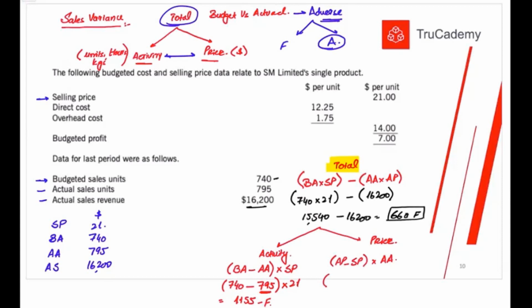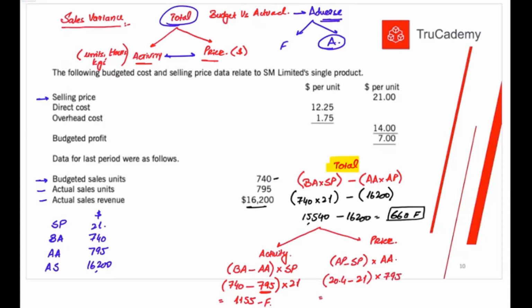20.377, so 20.4. So 20.4 minus the standard price. Standard price is how much? $21, into actual activity. Actual activity is 795 units.